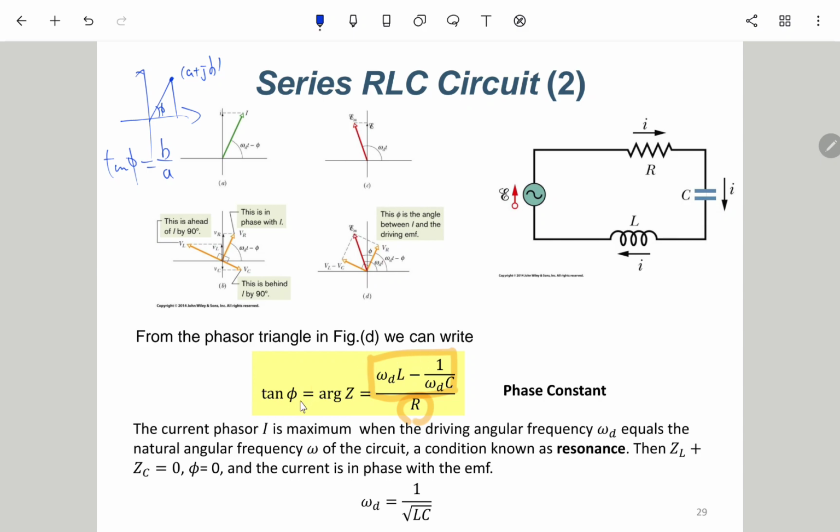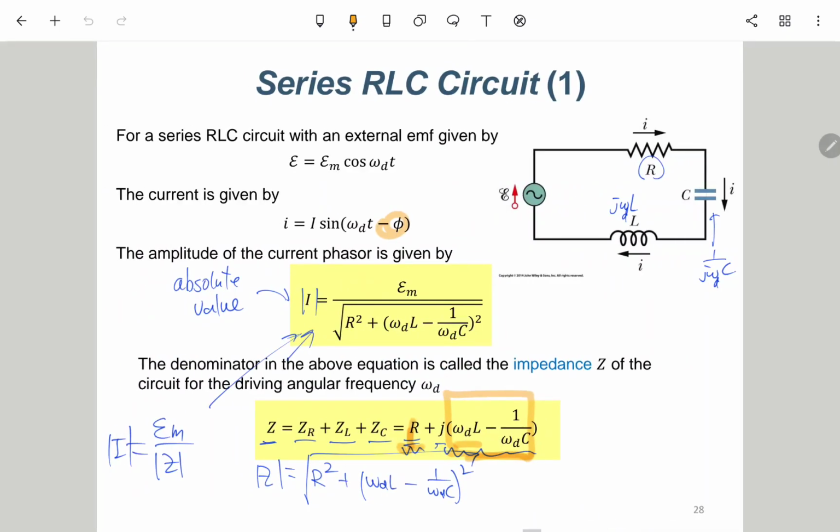And here it also mentioned that this RLC circuit can resonate. 这个叫做共振，它有一个条件，so it has a condition which is ωL plus 1/ωC to be 0, which means the imaginary part of this Z is 0. Okay, in such a way, we will maximize this I.